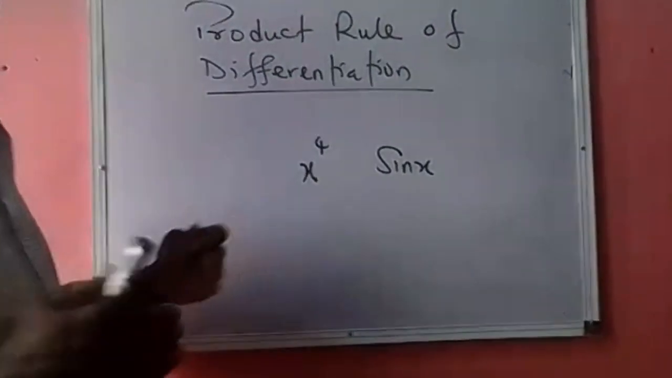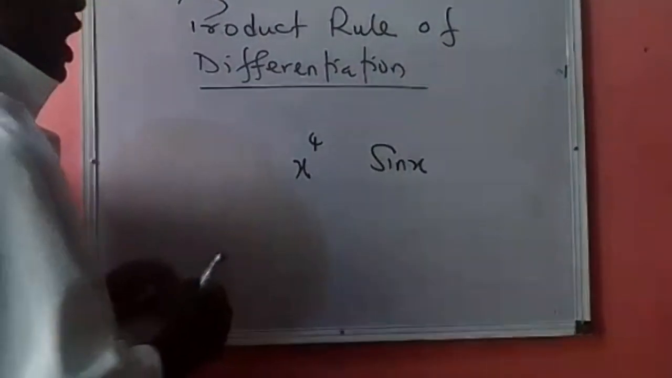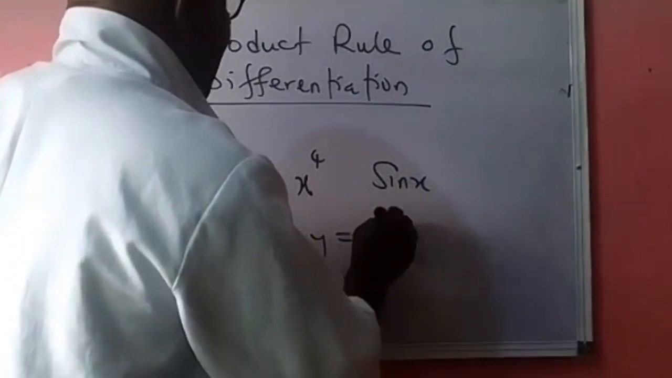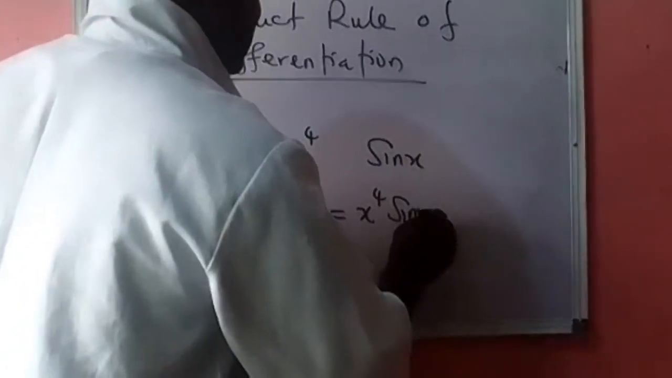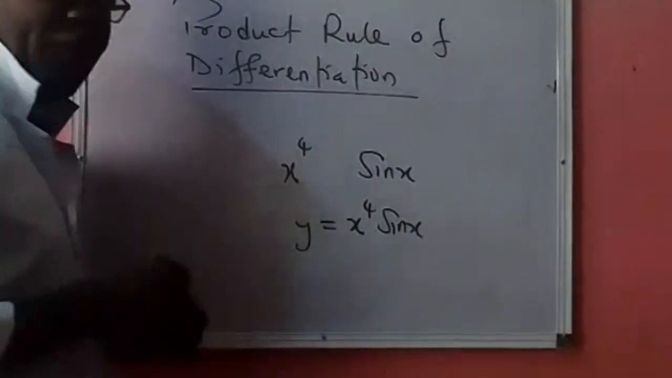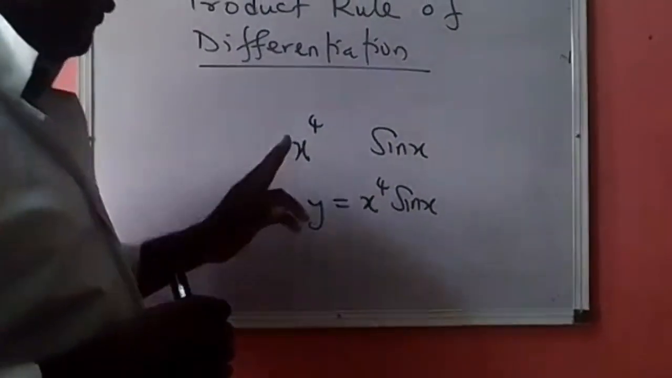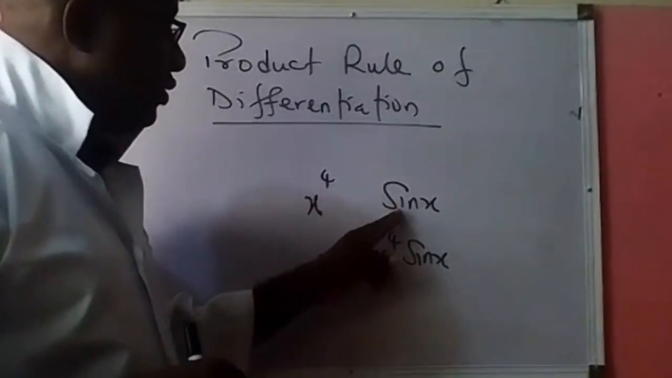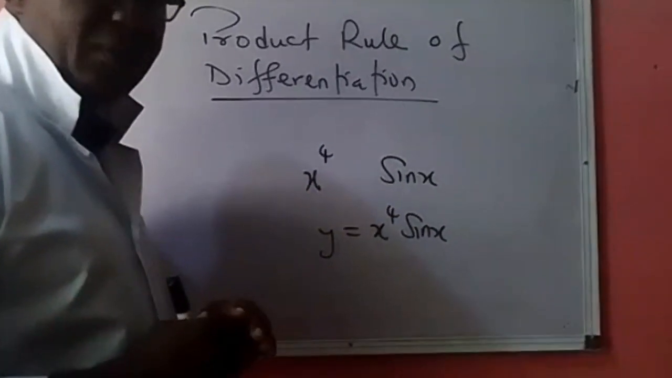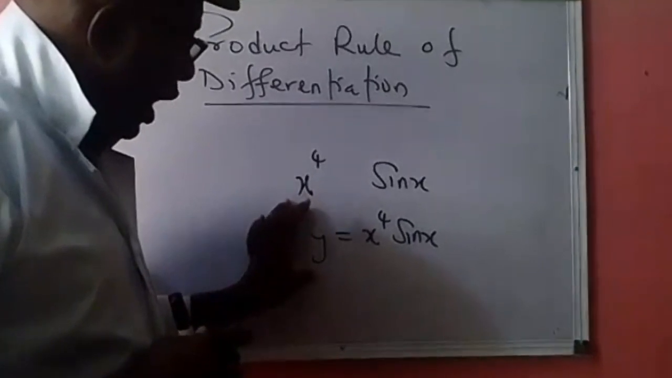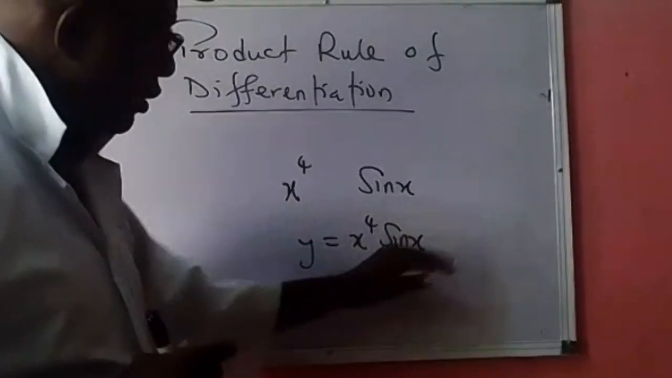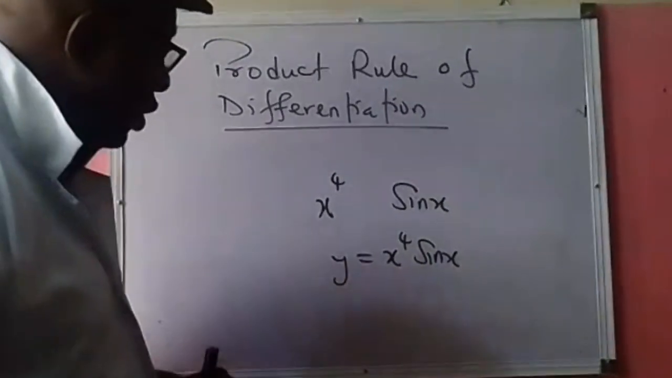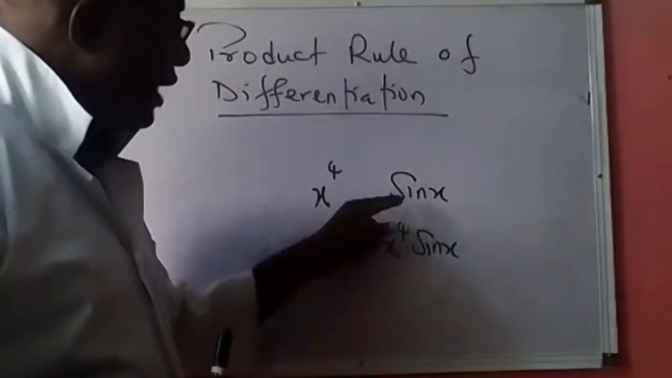Now I can multiply these two functions, and if I do that, I'll have another function, x to the power 4 sine x. Because I have combined the two functions x to the power 4 and sine x through multiplication, I now get a new one. This new one is called a product function, because it's the product of x to the power 4 and sine x.